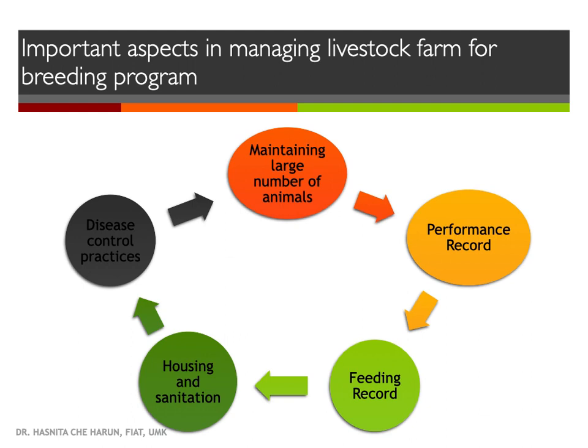Here are the important aspects in managing a livestock farm to do the breeding program. First, we need to maintain a large number of animals to make the genetic diversity available in large option, and we need to also control the disease and adopt housing and sanitation processes. We need to keep records for feeding as well as the performance of the animal.